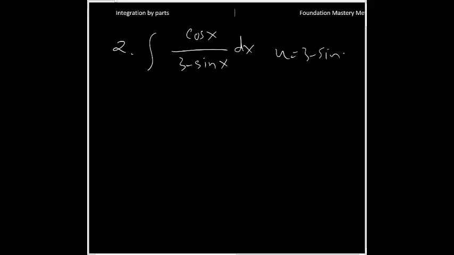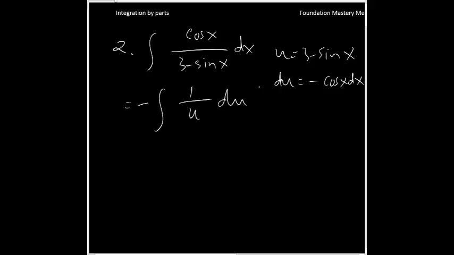Okay, say that you have 3 minus sine x in the denominator and cosine x in the numerator. In this case, if you just say u equals 3 minus sine x, you are done. Why? The reason is simple. du is minus cosine x dx. So then I'm getting negative integral of 1 over u du.